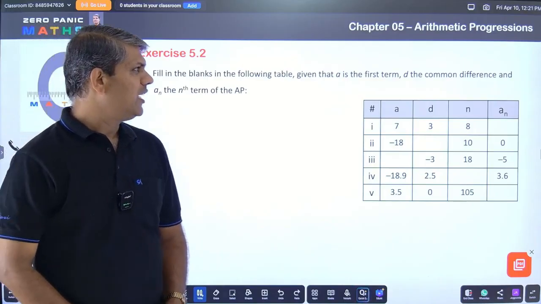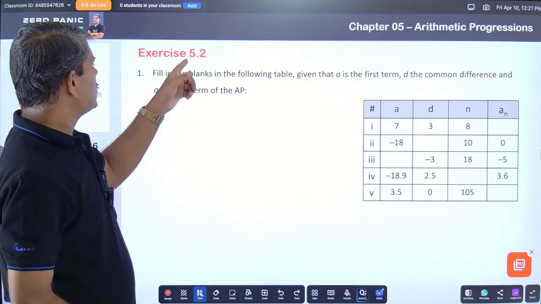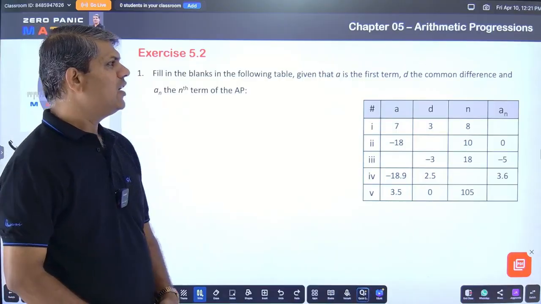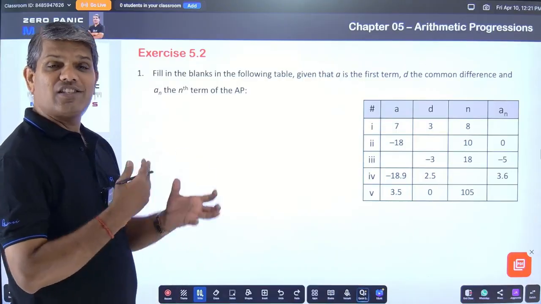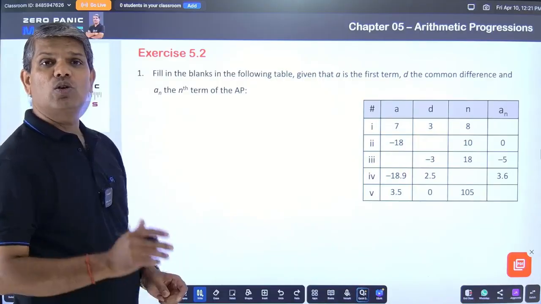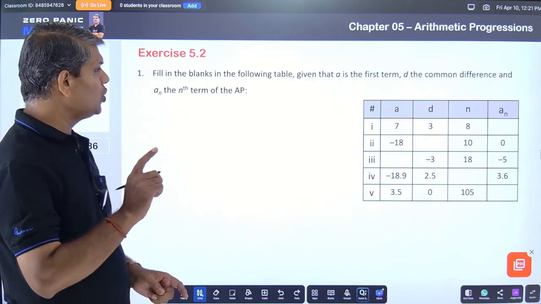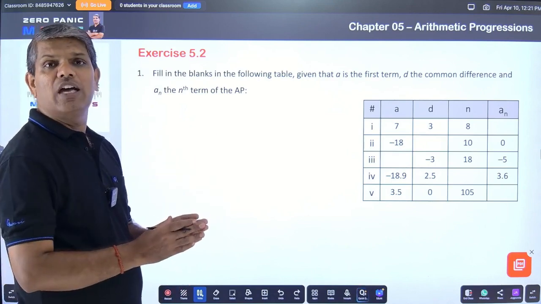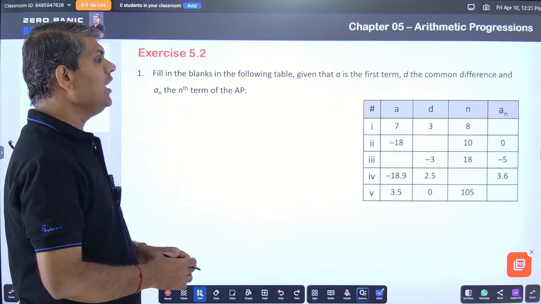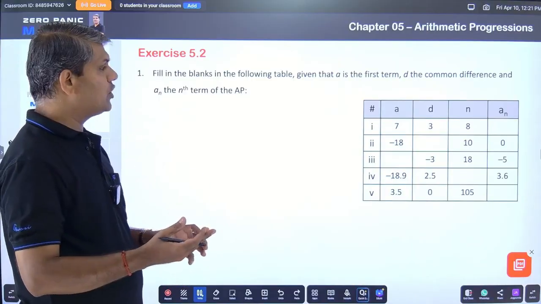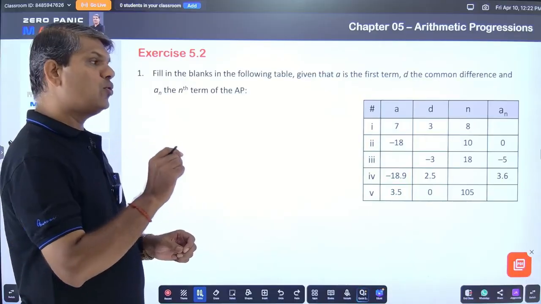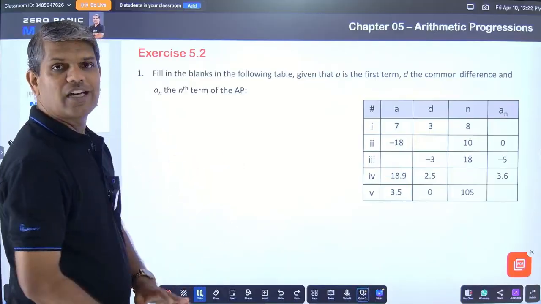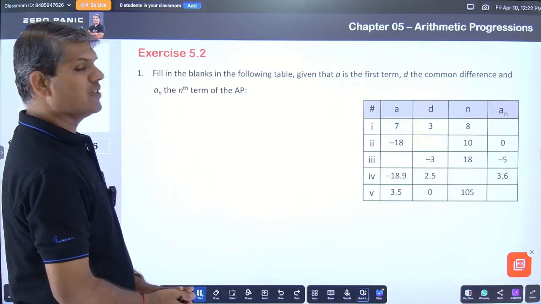In today's session, let us continue our discussion on solving the problems in exercise 5.2, which are also based on the nth term formula a_n is equal to a plus (n minus 1) into d. In the last session, we derived that formula to find the nth term. If you have not watched that video, I suggest you watch that previous session first so that you can better understand the problems in this exercise.